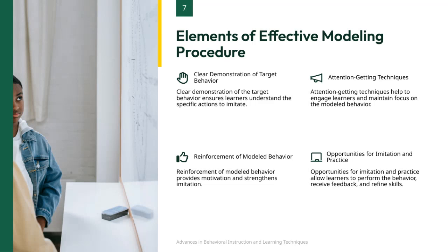When we talk about an effective modeling procedure, there are four key elements to keep in mind. First, it's crucial to clearly demonstrate the target behavior. This means showing exactly what the learner needs to do, so there's no confusion about the specific actions to imitate. Next, using attention-getting techniques is important. These strategies help to capture and hold the learner's focus, ensuring they truly observe the behavior being modeled.